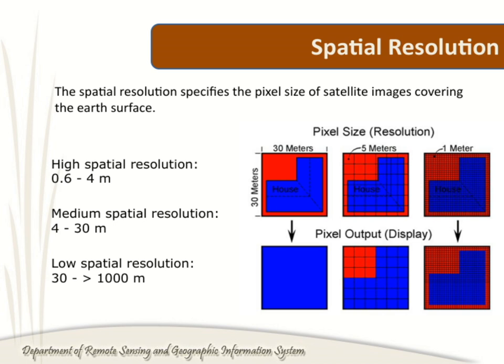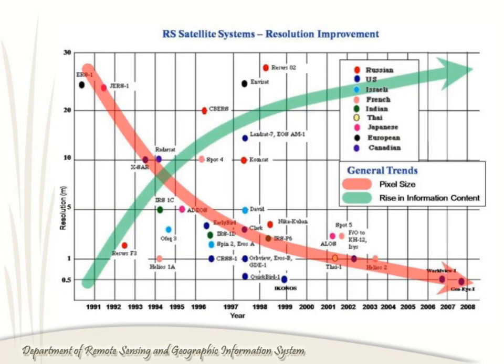Choosing the right resolution depends on your specific needs and the scale of the features you're interested in. This concept ties into the overall theme of remote sensing, understanding how different data qualities serve different purposes in Earth observation. This slide doesn't contain enough information. That's why we're moving to the next slide.